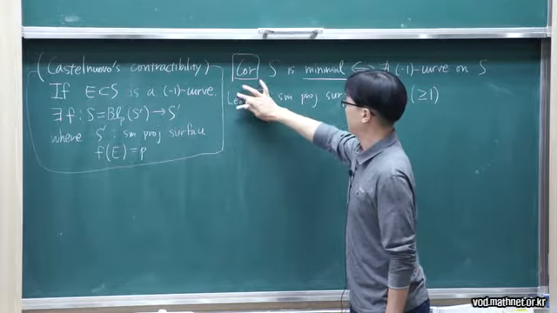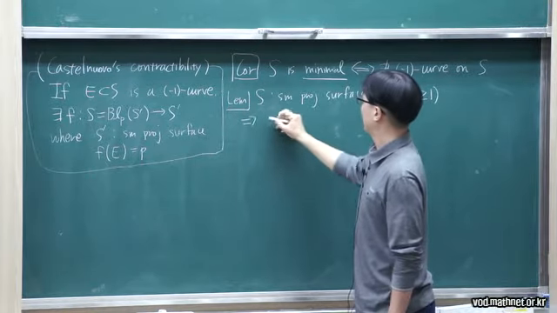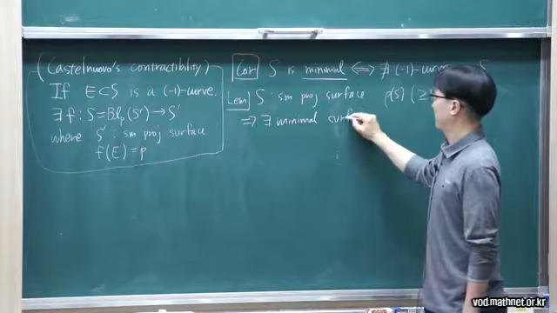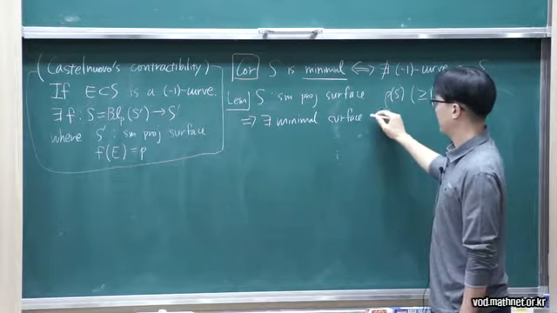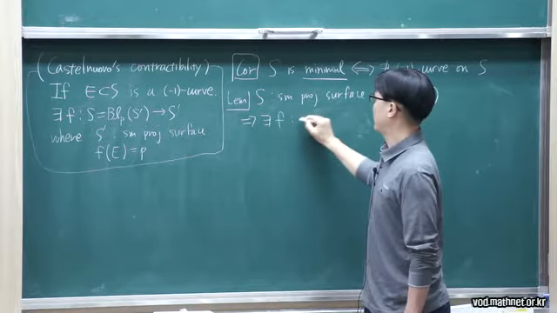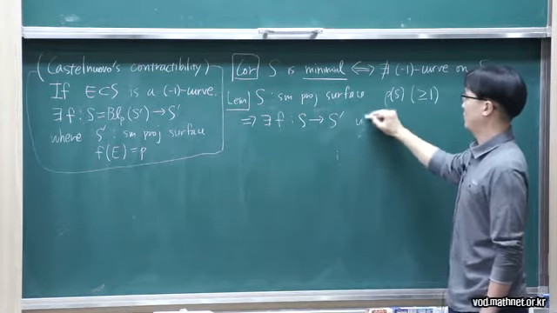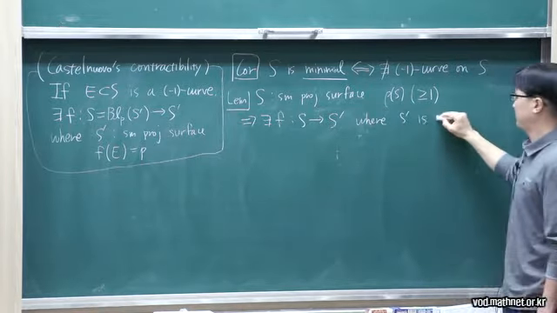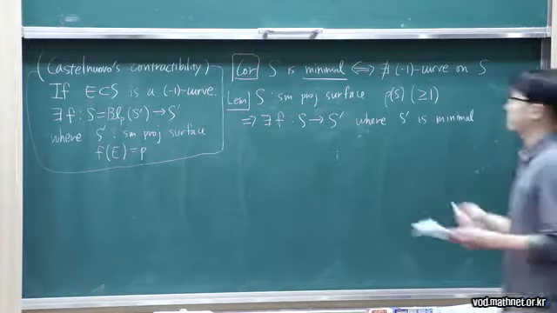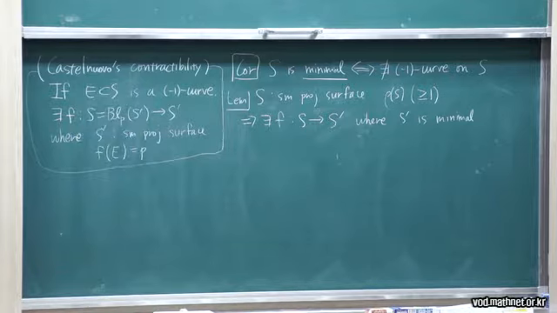Lemma. There is a map from S to a minimal surface S', where S' is minimal. So for any surface, we have this minimal surface. So the problem is now to classify all the minimal surfaces. Okay.